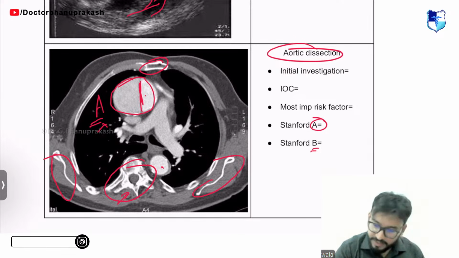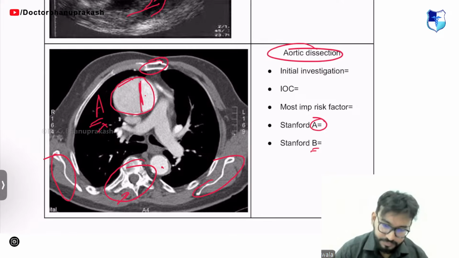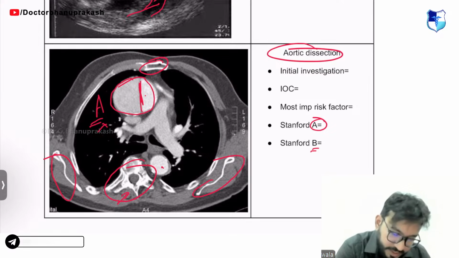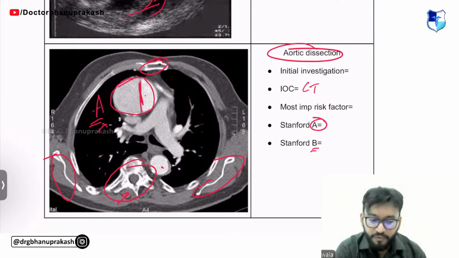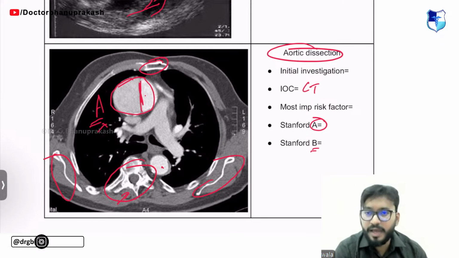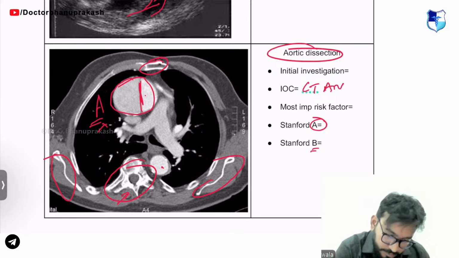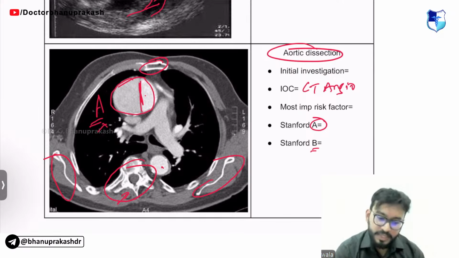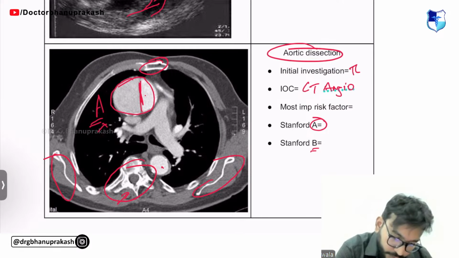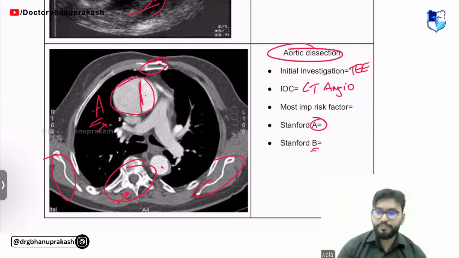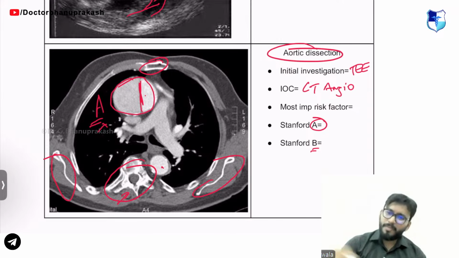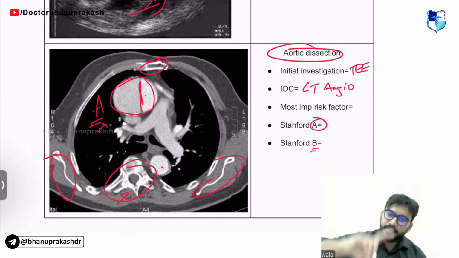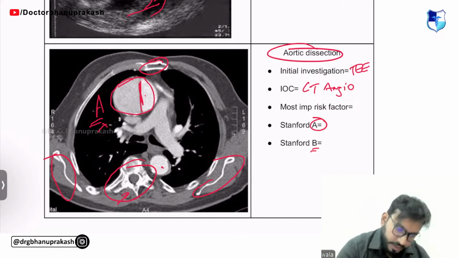What is the investigation of choice? Come on, guys. What is this investigation that you see? It is CT, but CT what? CT of an artery, CT angio. What is the initial investigation that you do? Usually what we do is a transesophageal echo. Initial investigation can be done, but the investigation of choice is CT angio.